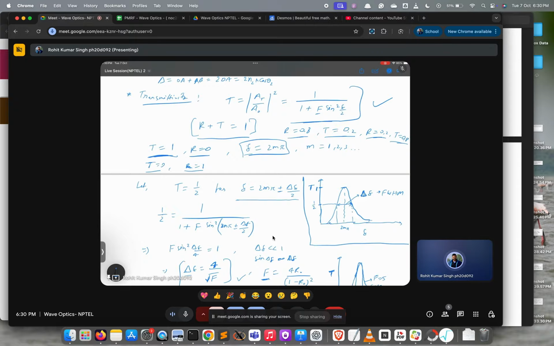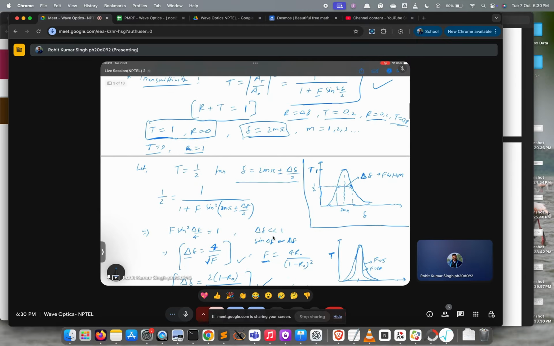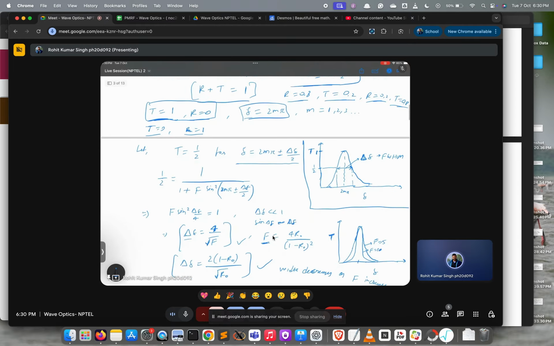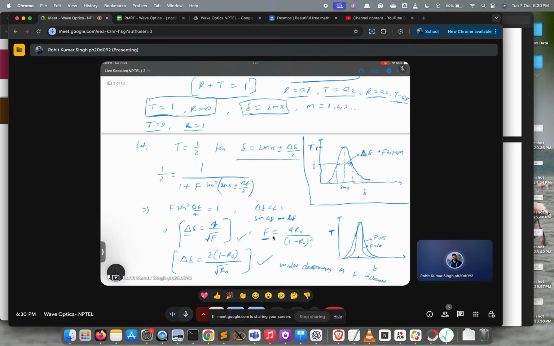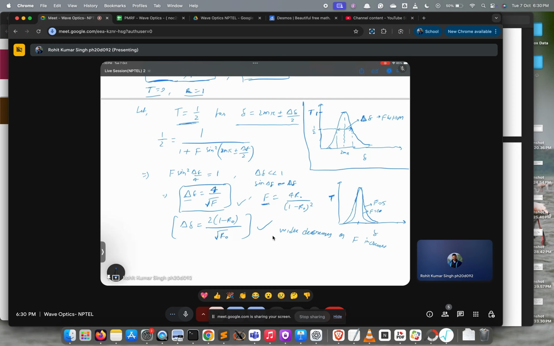And for the Fabry-Perot interferometer, we need this condition. We need t equal to 1. So that's why we are studying. And then we wanted to look at where the transmittivity drops to half. We wanted to check that phase difference, and for that we got this formula. So it drops to half when the phase difference becomes 4 divided by under root of F.